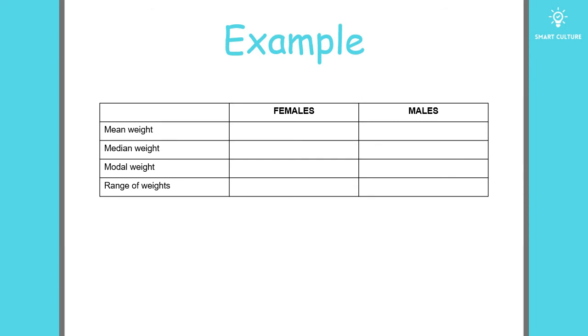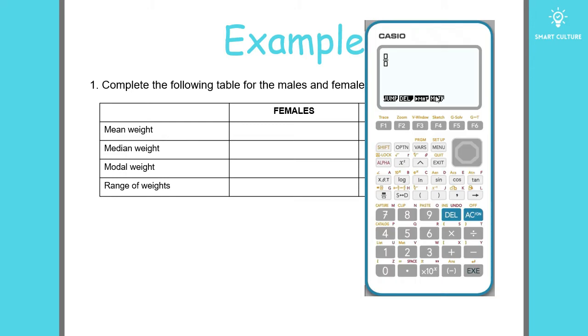Now it's time for some example questions. Let's take a look at question 1. Complete the following table for the males and females. So we have to determine the mean weight, the median weight, the modal weight, and the range of weights for both the females and the males. So what we'll do is we'll start with the mean weight. We know that we have 24 number values in total. You can use the table to count. So if we want to determine the mean weight, we have to add up all the number values and then divide by 24.